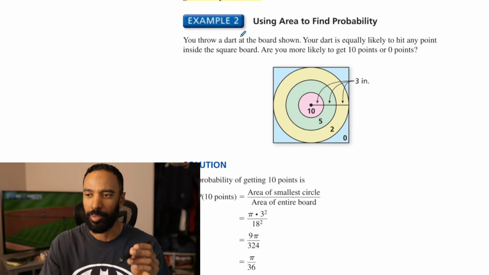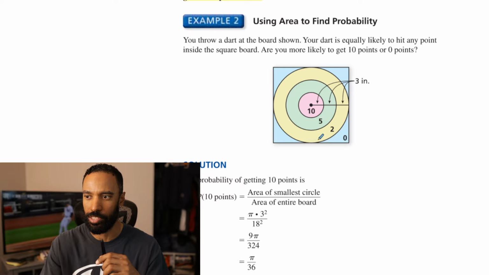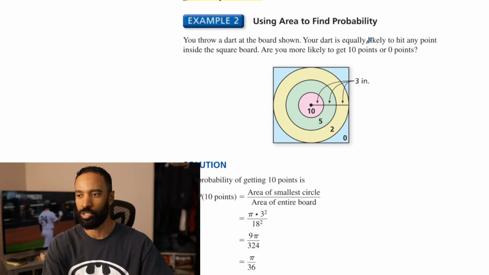Using area to find probability. You throw a dart at the board shown. Your dart is equally likely to hit any point inside the square board. Are you more likely to get 10 points or 0 points?